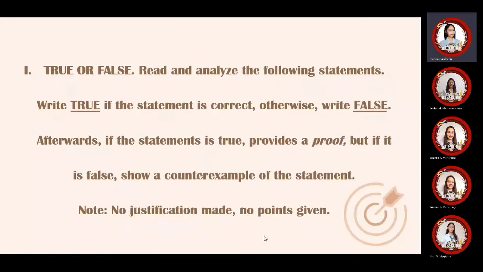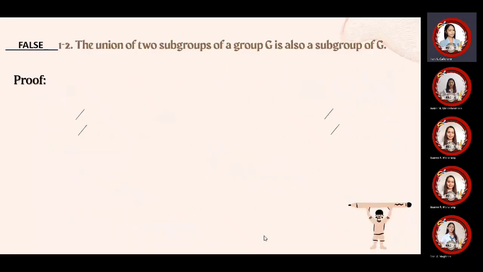For Test 1 po, we have true or false. For 1 to 2, the union of two subgroups of a group G is also a subgroup of G. So, ang answer po namin is false.